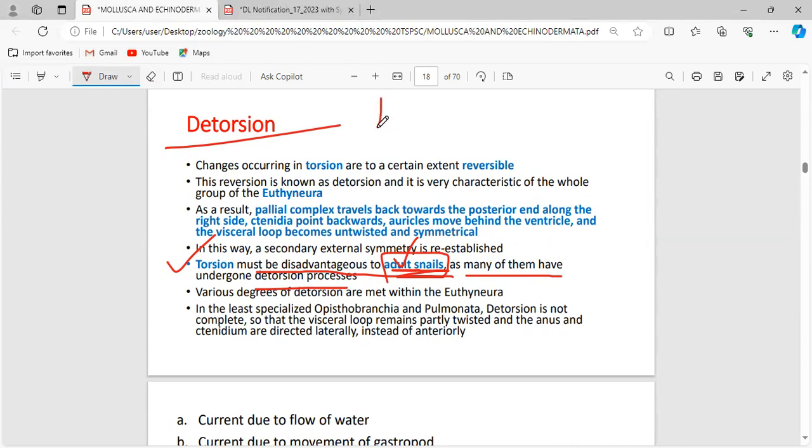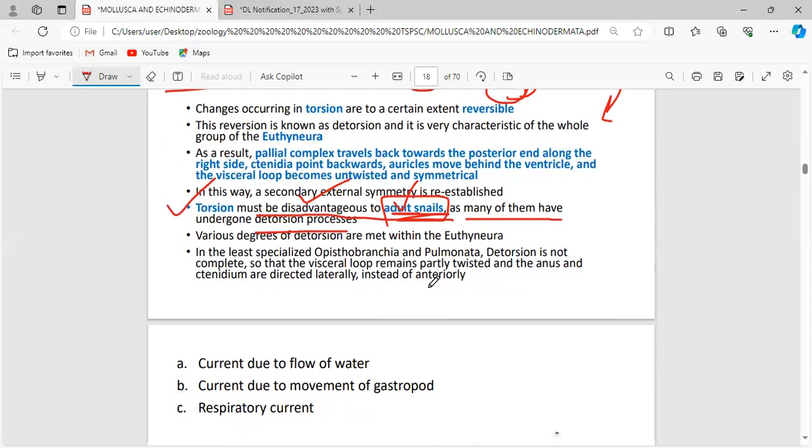Clear? See, the larval stages undergo the torsion process so that in the adult also, all the important structures will be present in the anterior region. Now, this adult, if it finds it is not necessary to locate this mantle cavity in the anterior position, will again send it back to the posterior position. So it is disadvantageous to the adult snails.